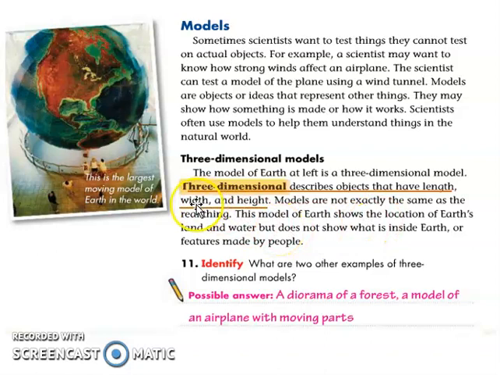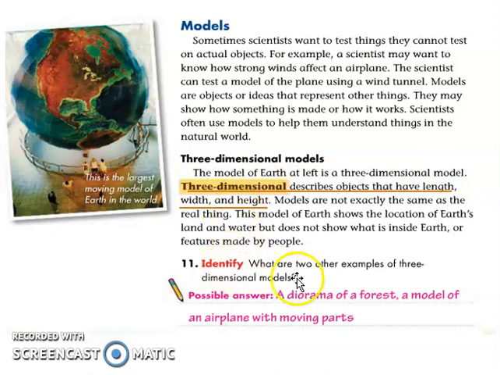For example, the experiment of a volcano model. We use the model to see how the volcano is erupting and at the same time to know the parts of the volcano. That is not a real volcano, but just a replica or a model. This model of Earth shows the location of the Earth's land and water here. Okay, so 3 dimensional has length, width, and height.